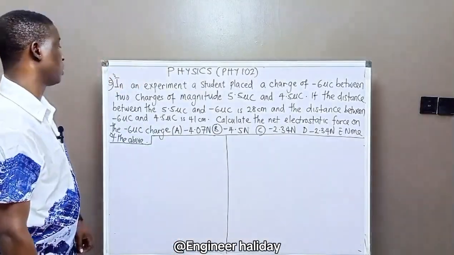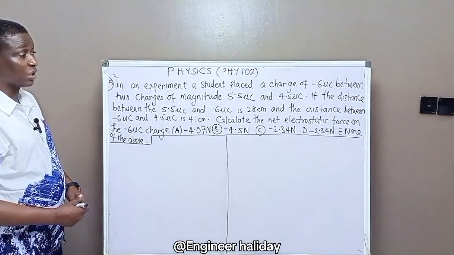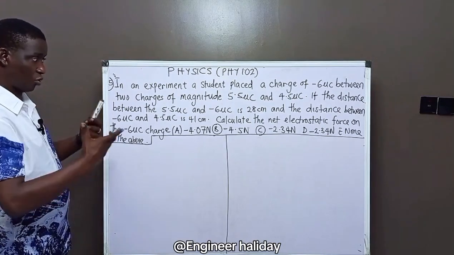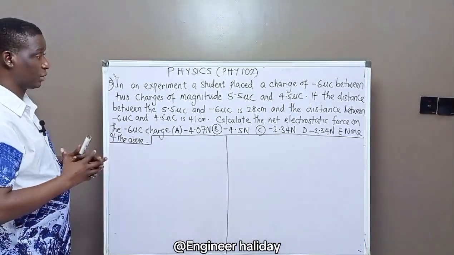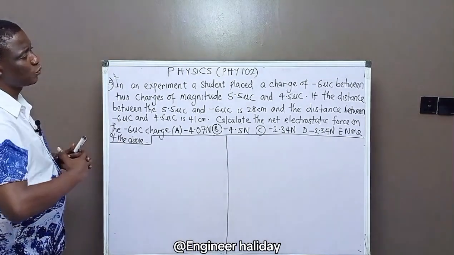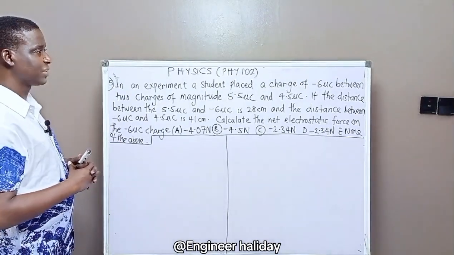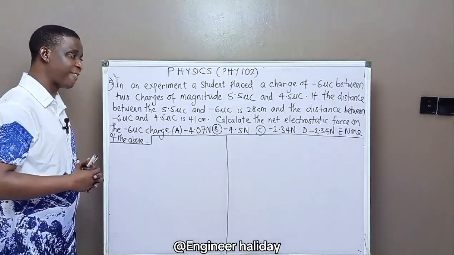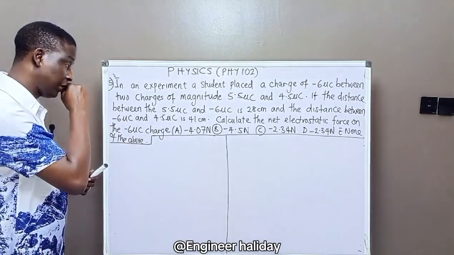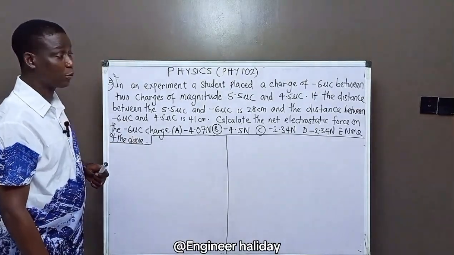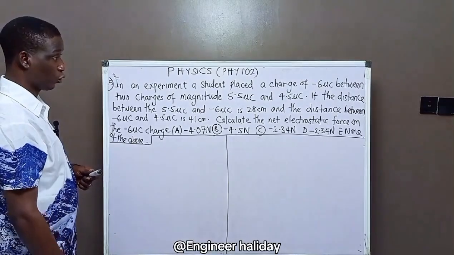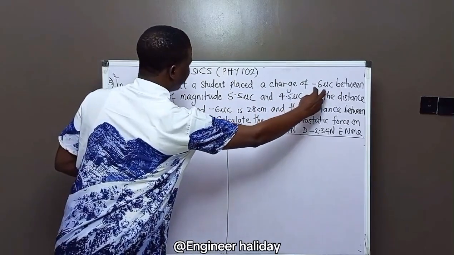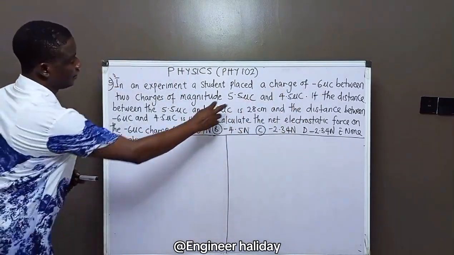We are on to question 5, and in this question we'll be talking about a more difficult, more complex question, and we have to listen to get it. It says, in an experiment, a student placed a charge of -6 microcoulomb between two charges of magnitude 5.5 microcoulombs and 4.5 microcoulombs. Now, we have been told that -6 is placed between this and this.